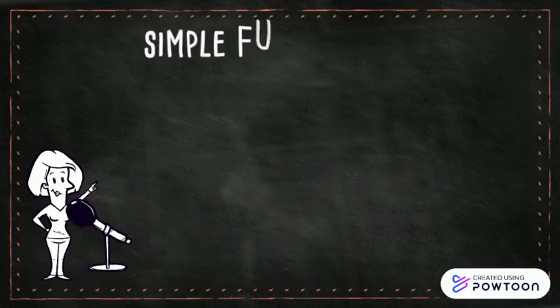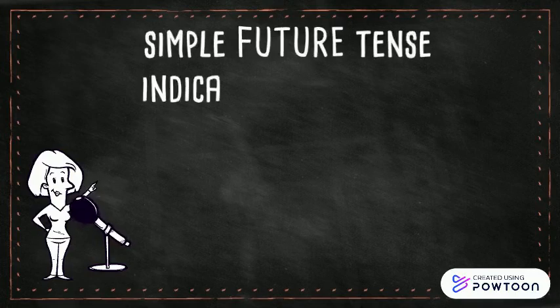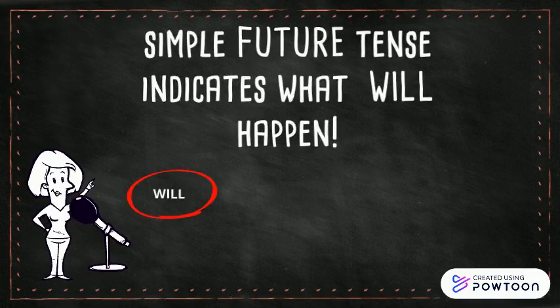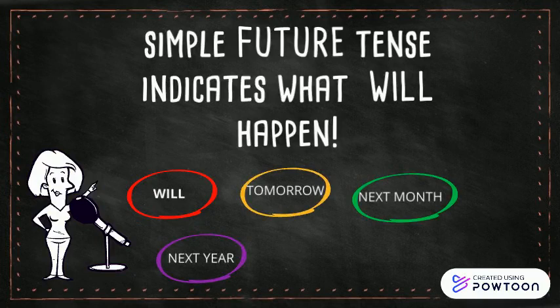Simple future tense shows what is going to happen or what will happen to us in the future. We must use will and words like tomorrow, next month, next year.